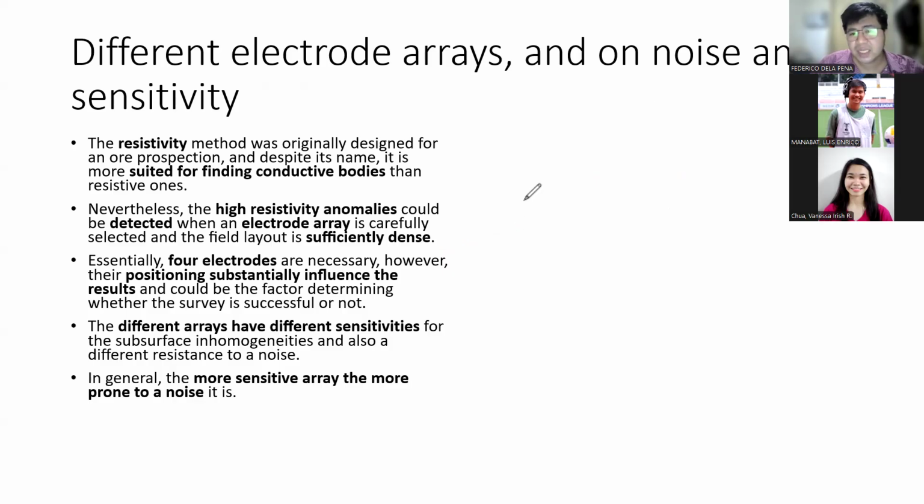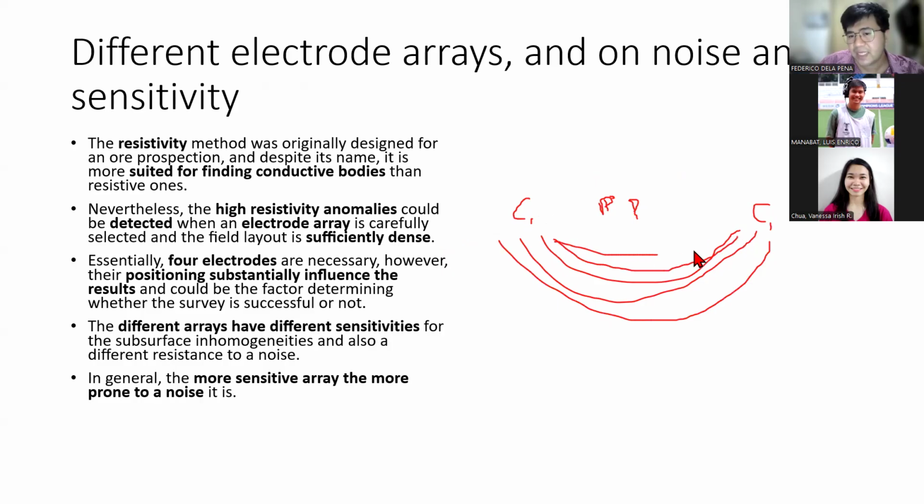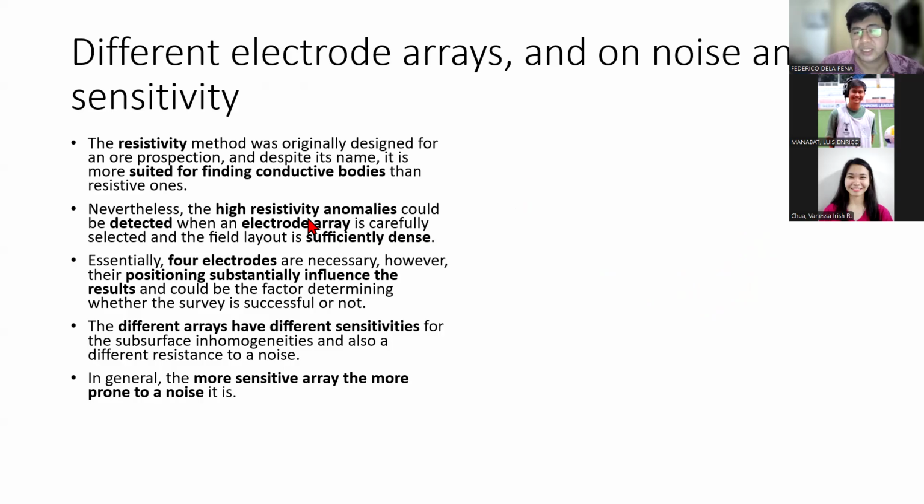Although there are many ways in which you can arrange your current electrodes and your potential electrodes. Okay, so the simplest array or arrangement is that you're simply passing your current through the outside, and then you have your potential electrodes measuring on the inside. Okay, and of course, this is the simplest one. There are many other arrangements or arrays in which you can do a resistivity survey.